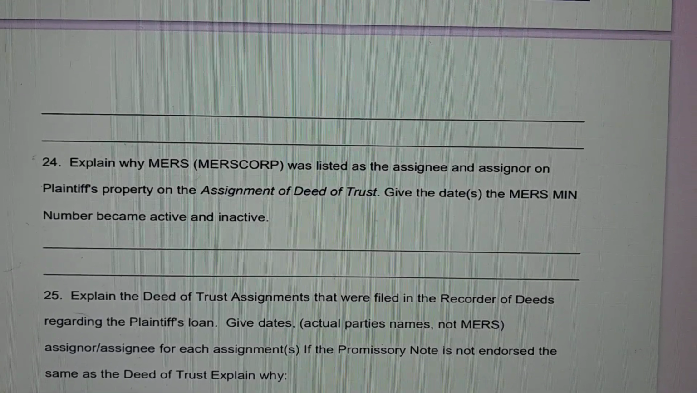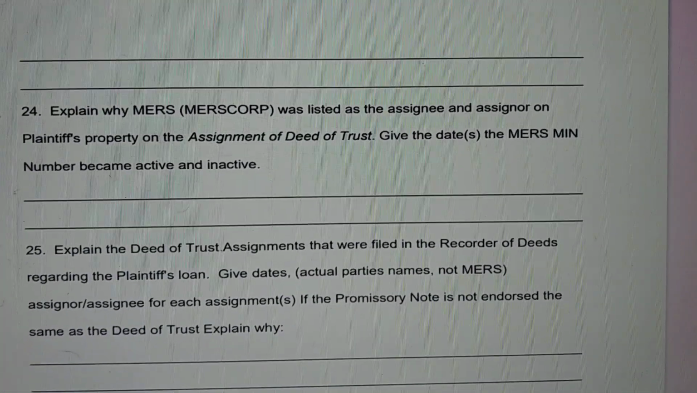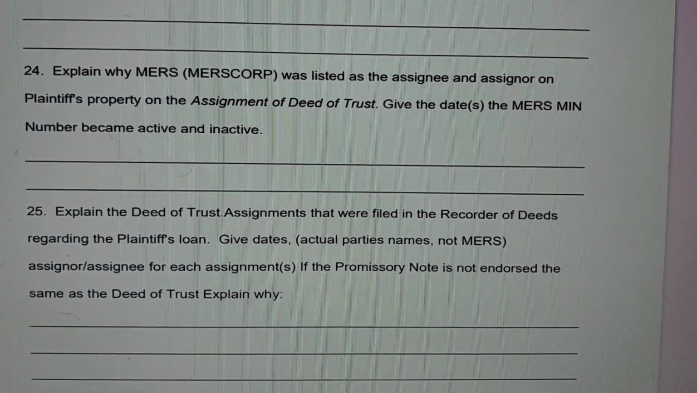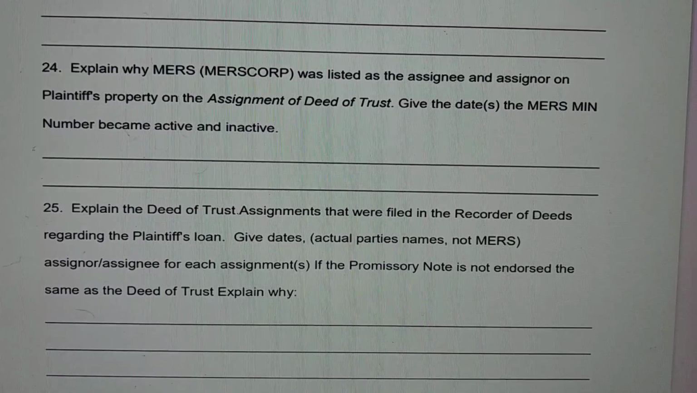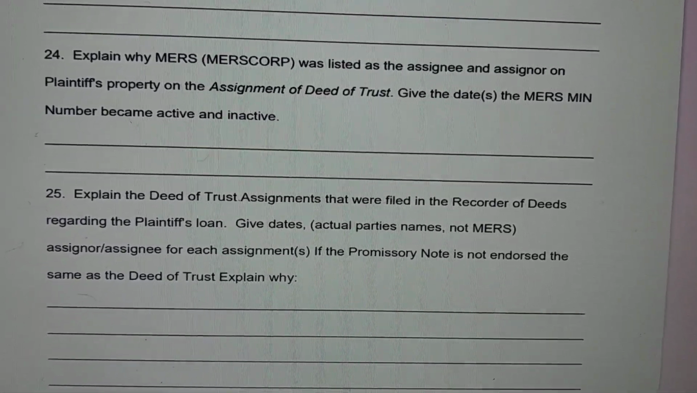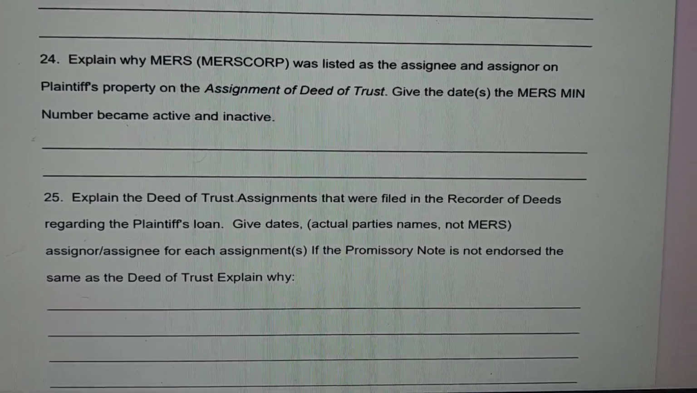Number 24, explain why MERS Corp. was listed as the assignee and assigner on plaintiff's property on the assignment of deed of trust. Give the dates the MERS MIN number became active and inactive.